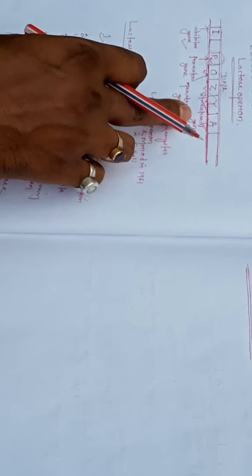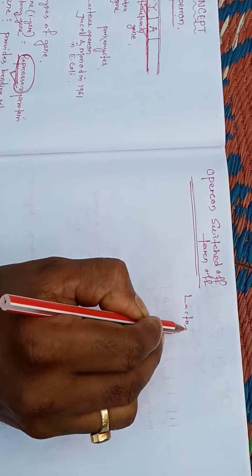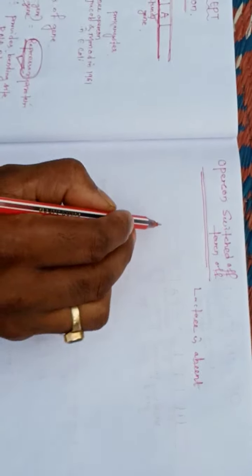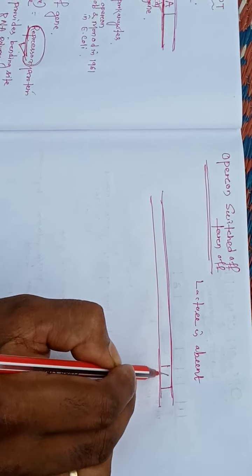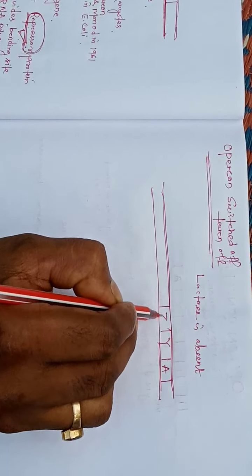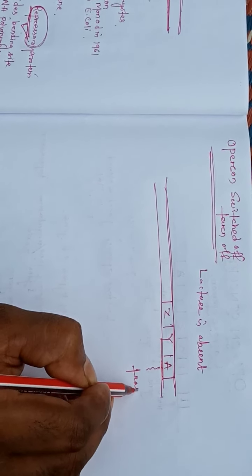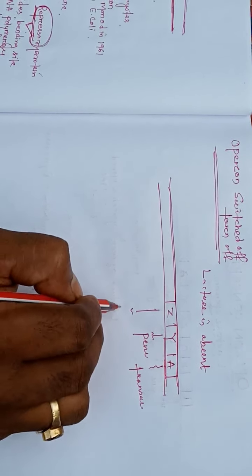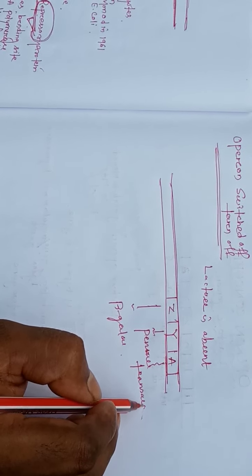Naturally, the lactose operon system remains switched off when there is no lactose, suppose lactose is absent in the bacterial cell. We have already discussed the three enzymes: structural gene Z, gene Y, and gene A. Gene A expresses to form the enzyme transacetylase, gene Y forms permease, and the third one is beta galactosidase.